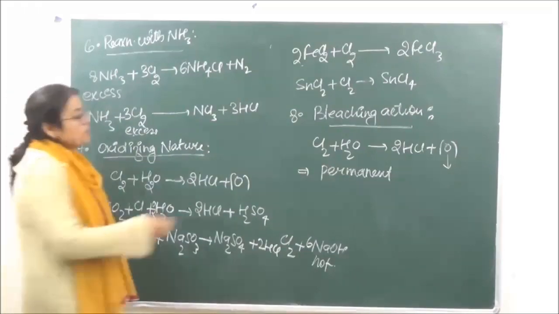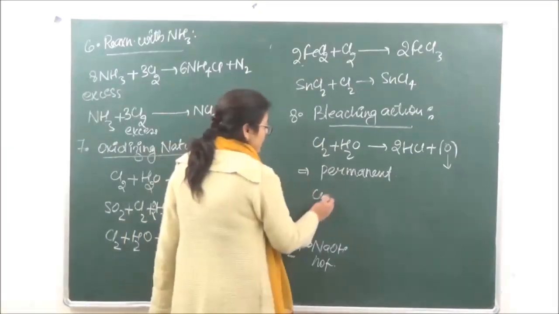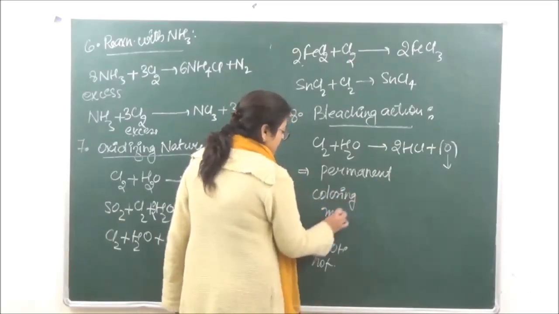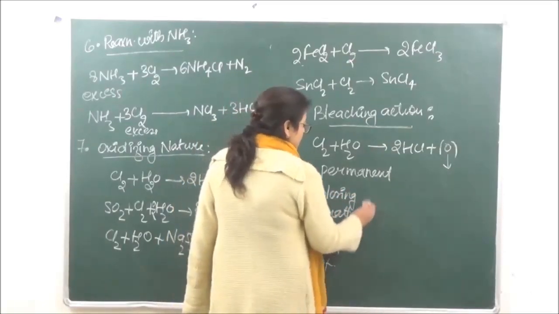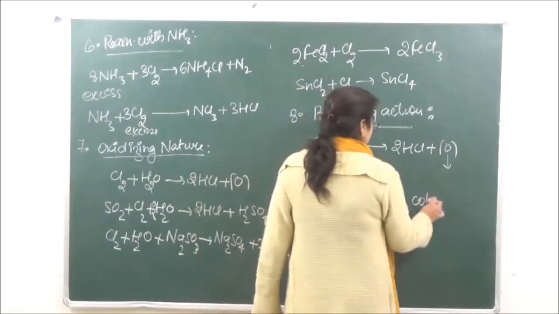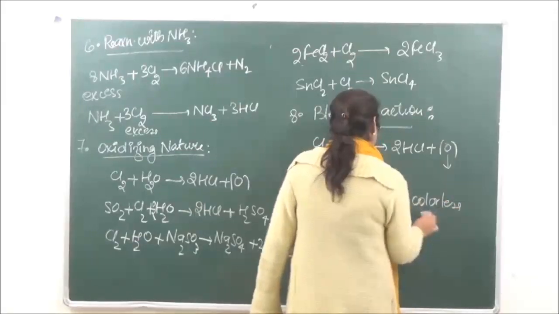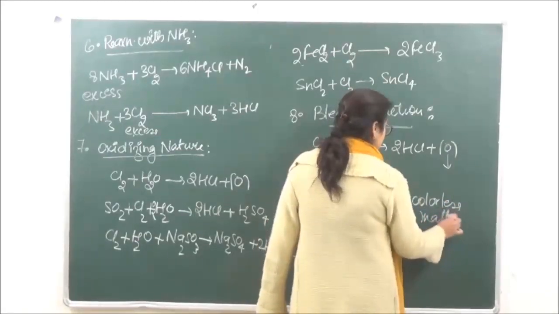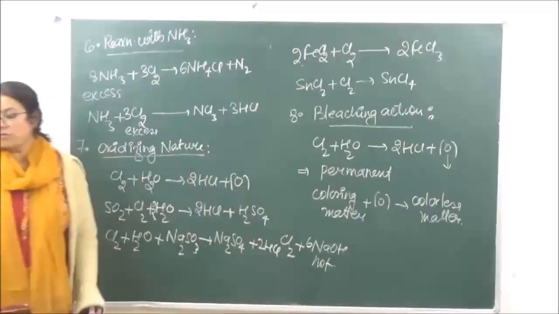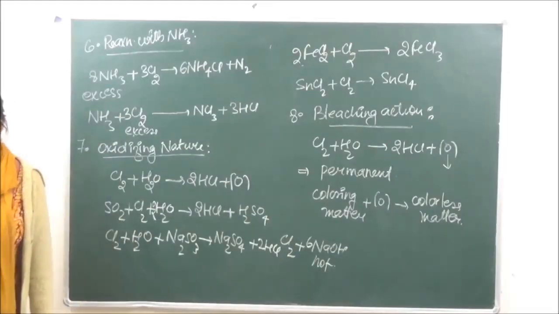So यहाँ पे जब ये जो oxygen है ऊपर बना है, ये coloring matter के साथ react करेगा to give us colorless matter. So this is how bleaching action of chlorine is carried out.